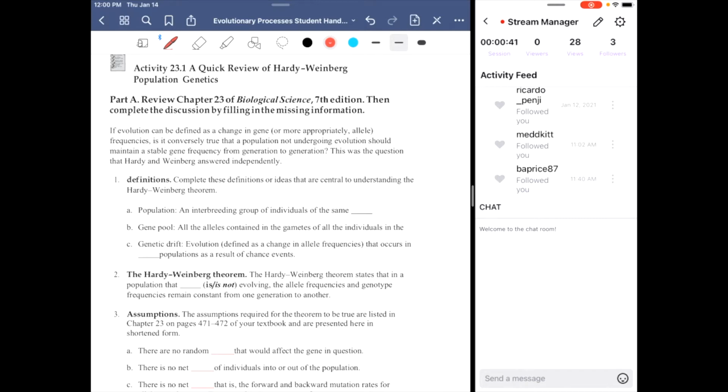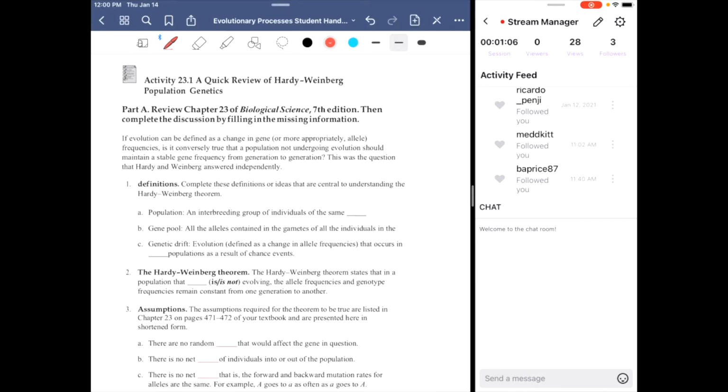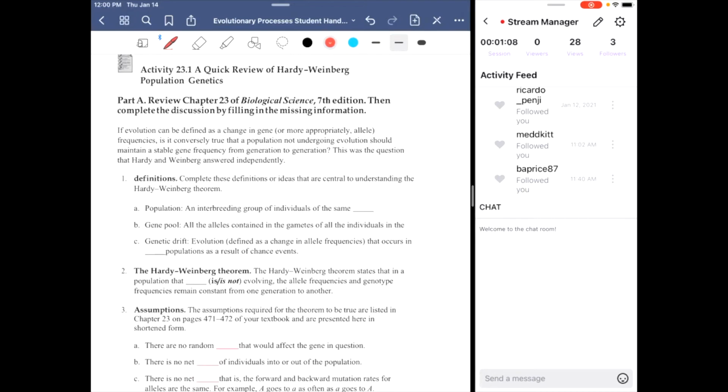I'm a biology tutor at the Learning Center, and today we'll be looking at an activity to understand more about the logic behind the Hardy-Weinberg Theorem. This theorem describes how genetic alleles will be inherited from one generation to another, and we will also learn how to tell whether a population is evolving or not. So this is the worksheet that we will be going over.